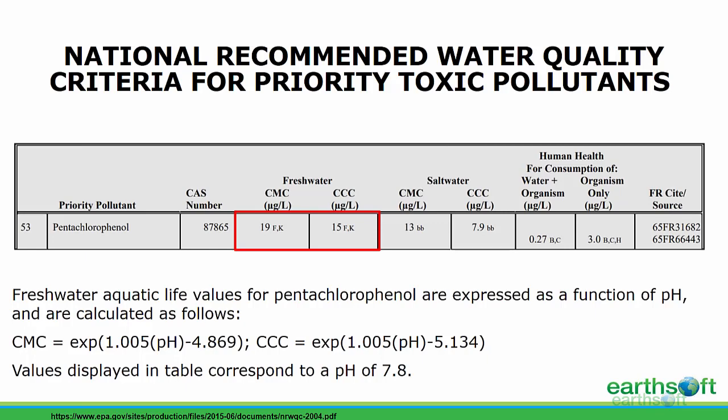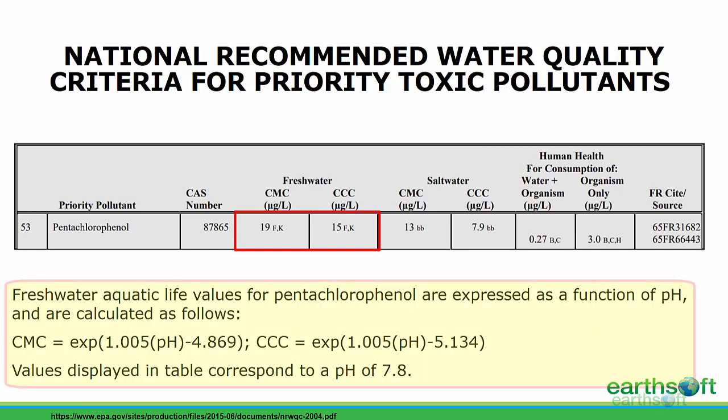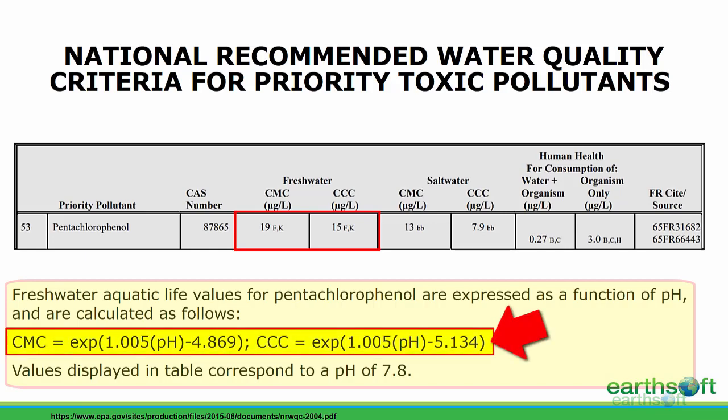So I've lifted this particular table from the EPA guidance document. And so we're going to focus on the little piece of the footnote, which I've included in the text below that table, which says that the freshwater aquatic life values for pentachlorophenol are expressed as a function of pH. And they're calculated for the CMC levels as listed there, as well as the CCC, with more or less the same formula, but a slightly different constant at the end of that formula.